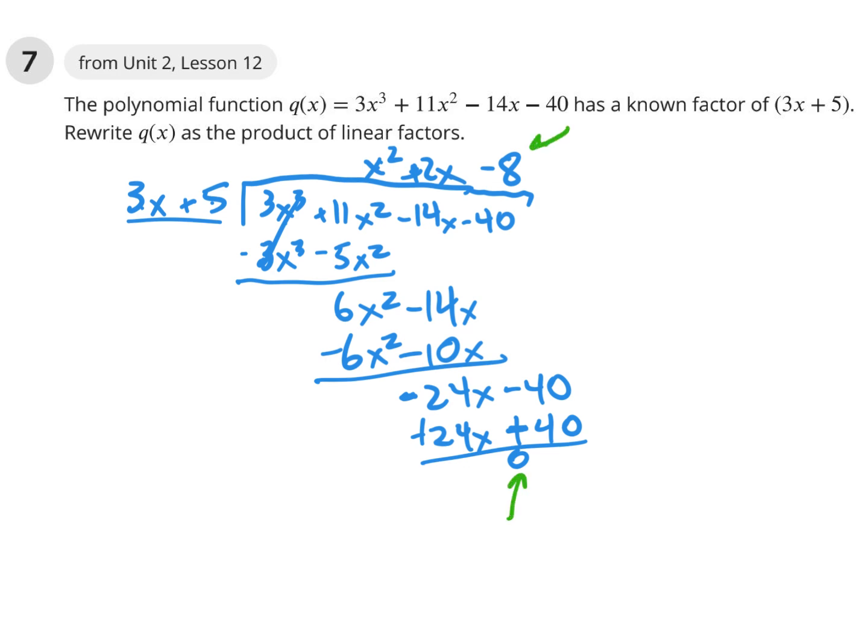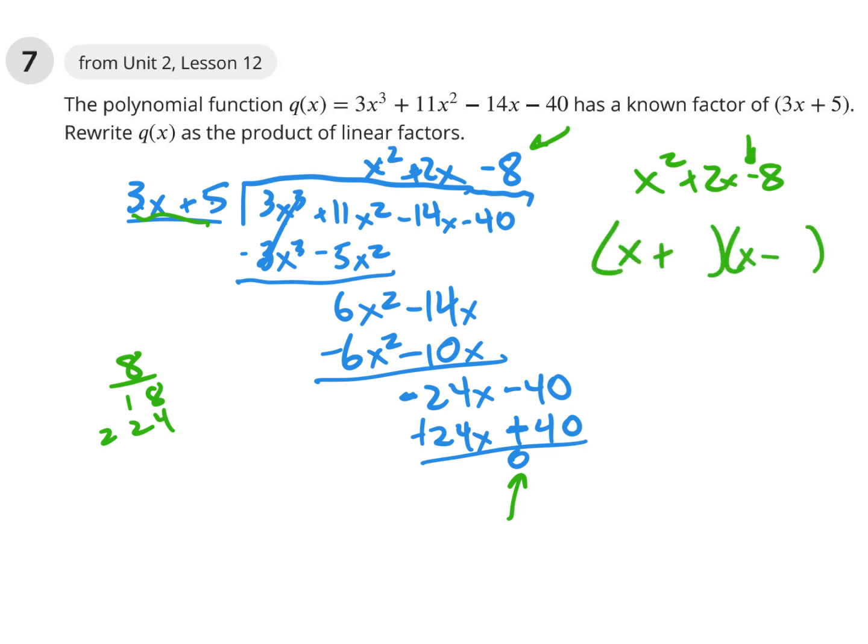This 0 lets us know that 3x plus 5 is a factor. So now we take x squared plus 2x minus 8. We list the factors of 8 to factor a trinomial: 1 and 8, and 2 and 4. 2 and 4 subtracted is 2. We know we have different signs because the sign in front of the third term is negative, which means x plus, x minus. Now, 4 times 2 is 8. This is positive 2. The sign in front of the second term goes with the larger number.